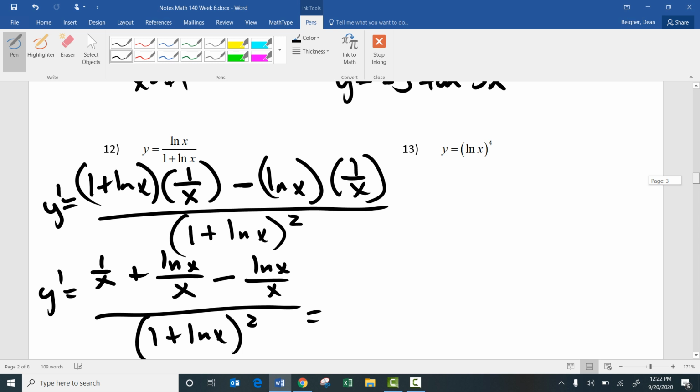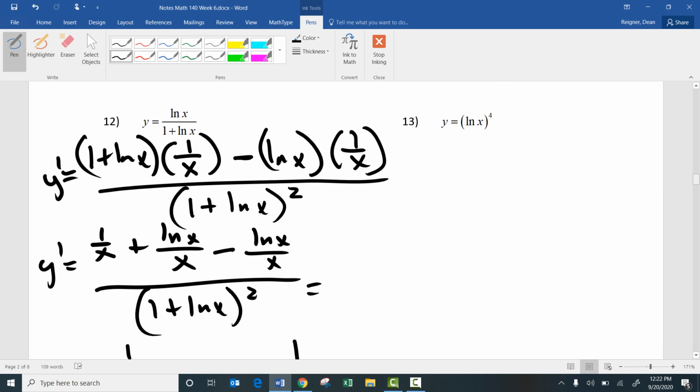This is a different rule. This is actually the chain rule. Okay, so let's show you how this one works. The derivative of y is y prime. So now for this one, you do 4 times 1, which is 4. ln of x goes to the third power. And then you do the derivative of the inside. The derivative of a natural log is 1 over that thing, and then times the derivative of that thing. The derivative of x is 1.